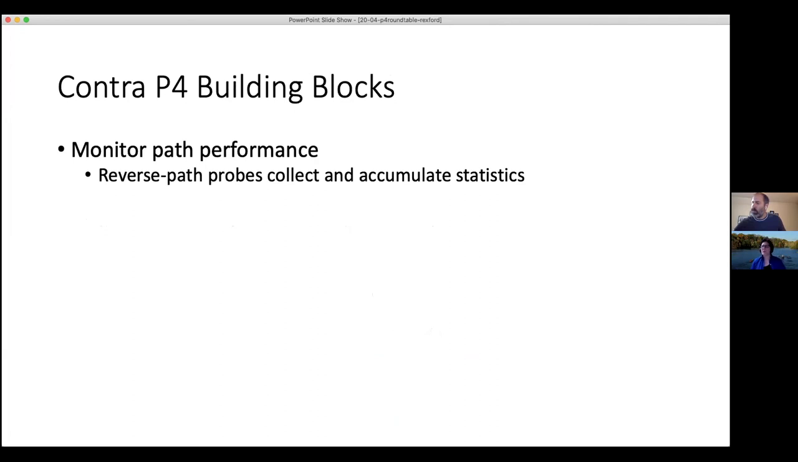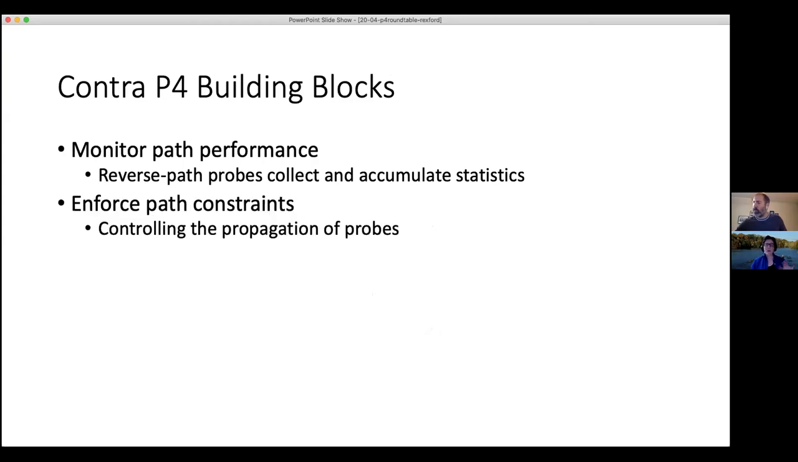Now, I'm not going to go through all the details of how the Contra compiler works. There's a lot of complex aspects to the different building blocks, but I'll just briefly summarize what they do. So we monitor path performance, as I showed on the previous slide, using probes in the reverse direction to collect and accumulate statistics. We enforce the constraints on paths. Some paths can't be used at all or should have infinite cost or higher cost. As we propagate the probes, we're computing those costs.